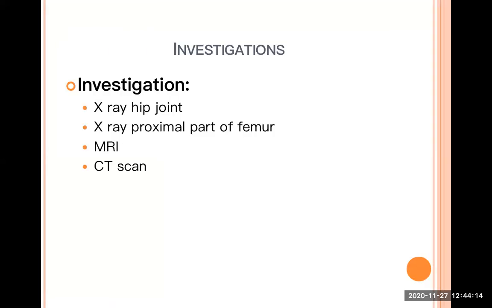Now, what investigations would you like to do to diagnose this type of fracture? No doubt about it, one is X-ray, and that's what we are looking at till now. X-ray of the hip joint or X-ray of the proximal part of the femur in different views, AP view, lateral view. MRI and CT scan can also be done. In doubtful cases, we go for MRI or CT scan.